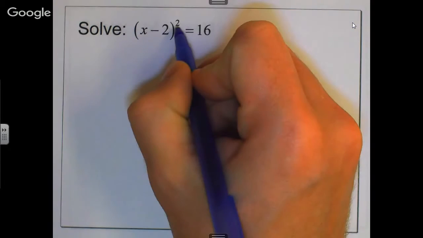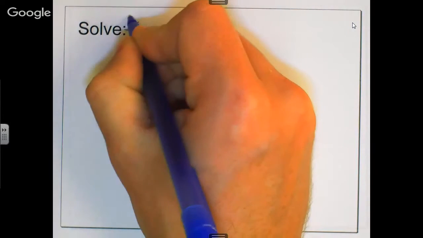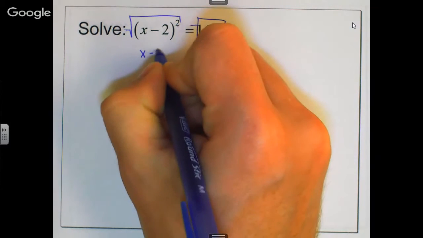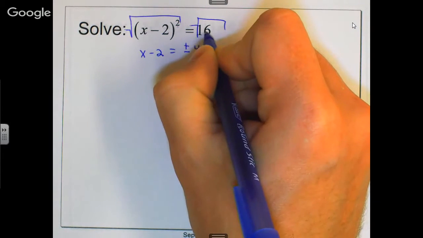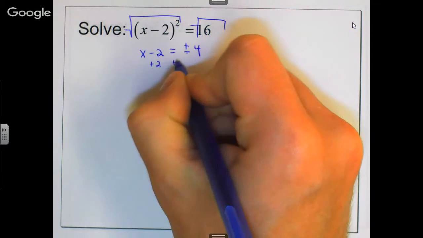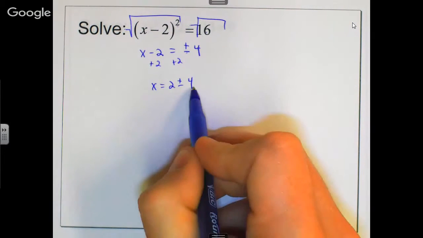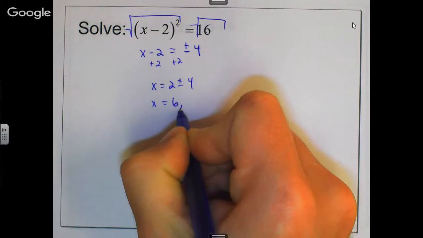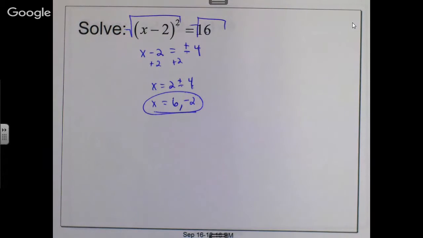Okay, so notice here that this whole side is squared. That tells me I can simply take the square root of both sides. So then I'll have x minus 2 equals plus minus 4. 4 times 4 is 16, and negative 4 times negative 4 is 16. So plus 2. So x equals 2 plus minus 4. I can figure out what this is. So x is 2 plus 4, which is 6. 2 minus 4, which is negative 2. And there are my answers.